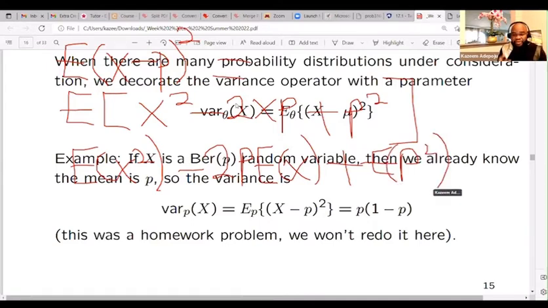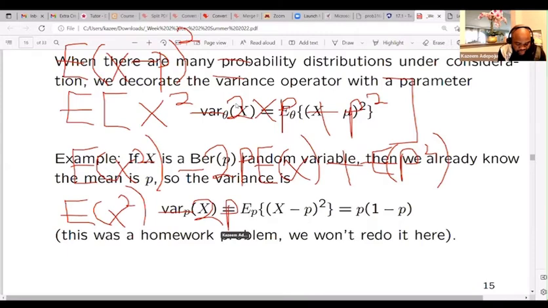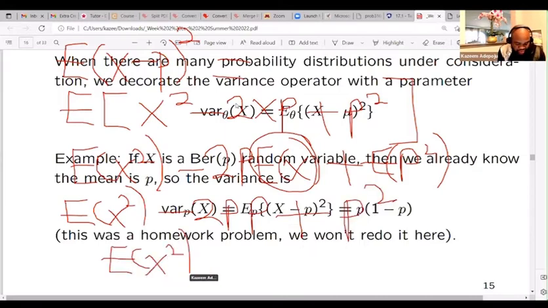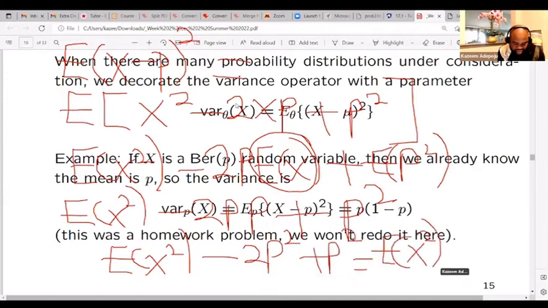And the parameter is fixed, right? So here we have the expected value of x squared minus 2p times the expected value of x, which is p, then plus p squared. So this is going to be the expected value of x squared minus 2p squared plus p squared. Automatically, you're going to have the expected value of x squared minus p squared.